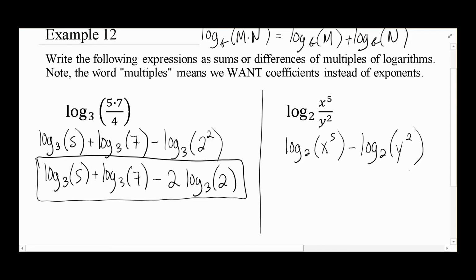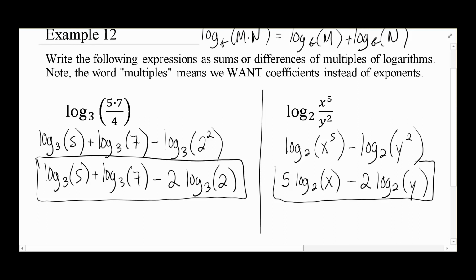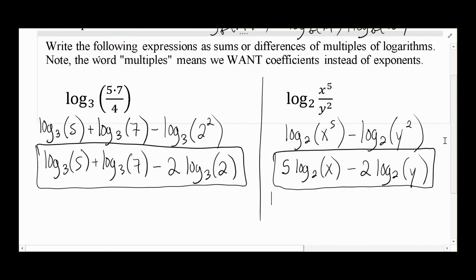And now we can say, oh, now I have an exponent, that my argument's being raised to an exponent. So now I can bring the 5 in front of his logarithm, and I can bring the 2 in front of his logarithm. And now I've achieved my goal of writing sums or differences of multiples of logarithms. And again, the multiples meaning we like coefficients.